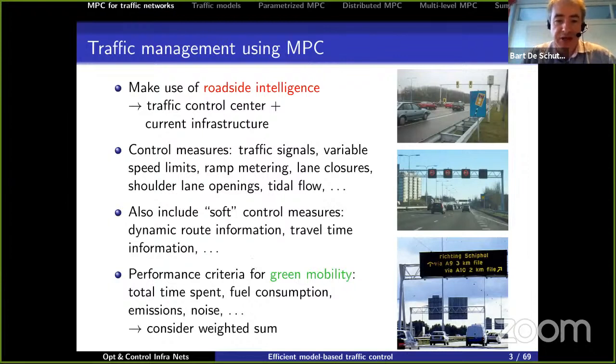Then this concludes the control measures. So we have hard control measures and soft control measures. And for the performance criteria, we can look, of course, at the total time spent. So that's the total travel time of all the vehicles. But currently, we're also looking at so-called green mobility. So we take sustainability performance measures into account. And that means that we will also look at fuel consumption, emissions, noise, and so on. And in practice, we often use a weighted sum. So we assign a certain weight to each of the performance criteria. And together, we add them. And then together, they form the overall performance measure.